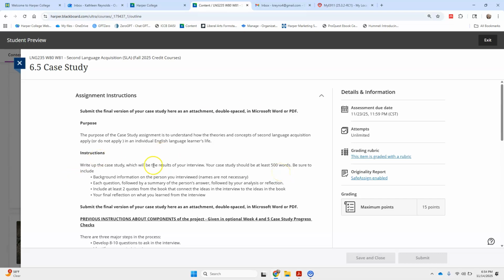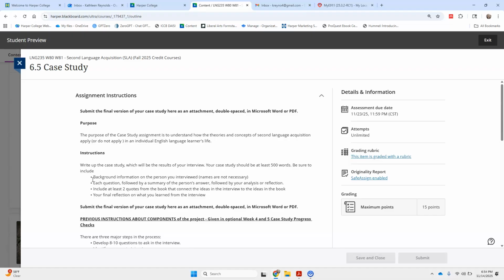It should be at least 500 words, so you should include background information on the person. You don't need their name, but maybe their country, their age, or other relevant information. Each question, the person's answer, and then your analysis of their answer or reflection. You don't necessarily need to use quotes from the person, but try to capture the main ideas of their answer. And overall, in the case study, you need at least 2 quotes from the textbook. So that doesn't mean 2 quotes for each question. It means 2 quotes overall.